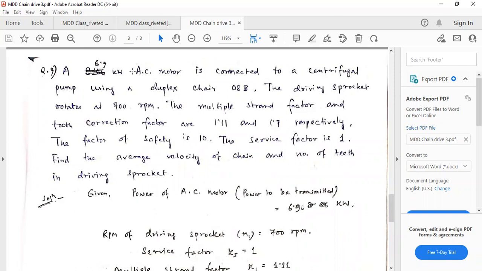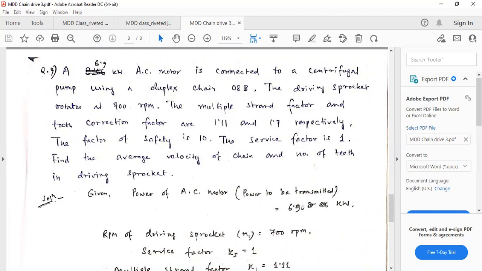Next, we have another numerical. A 6.9 kilowatt AC motor is connected to a centrifugal pump using a duplex chain. The driving sprocket rotates at 700 rpm. The multiple strand factor and tooth correction factor are 1.1 and 1.7. The factor of safety is 10. The service factor is 1. Find the average velocity of chain and number of teeth in driving sprocket.